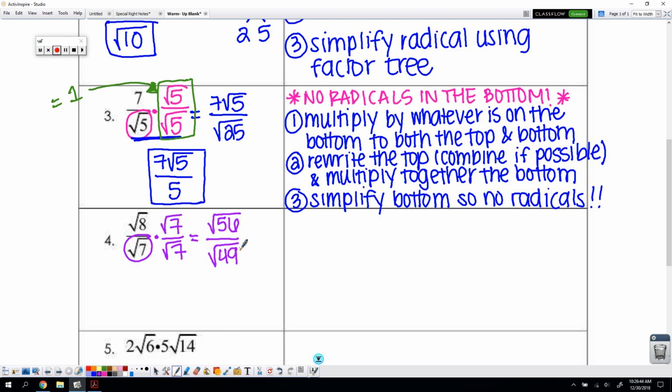Now, this does look kind of like our problem from number 2. However, 56 is not divisible by 49, so I'm not going to go that route. Instead, what I'm going to see is the square root of 49. The square root of 49 is 7, so that's the square root of 56 over 7. Now, what we need to do here, kind of new but kind of old, square root of 56 is able to be simplified.